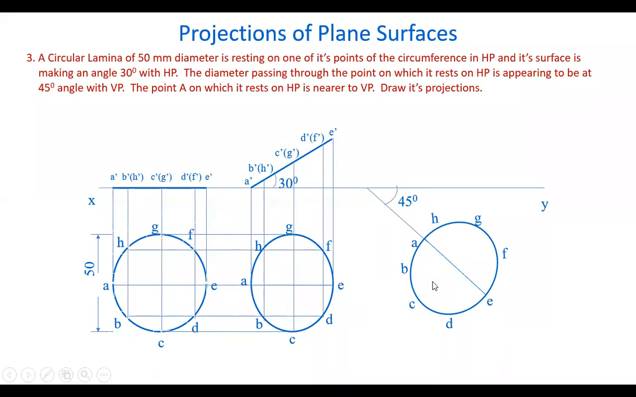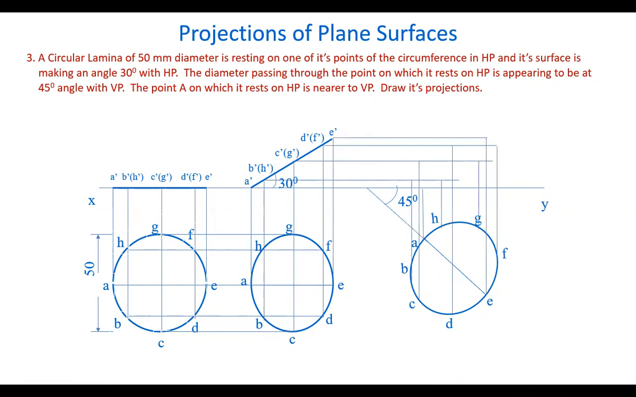Now, let's draw the front view. Draw projectors from all the points. Draw horizontal lines. Mark the intersection points. Join all of them by a smooth freehand curve. You get the front view. So these are the final projections of the circular lamina when its surface is making an angle with both the planes. Okay.